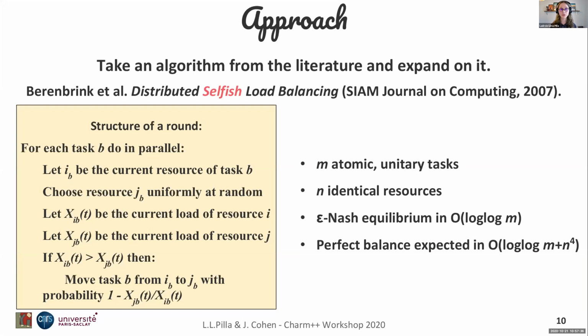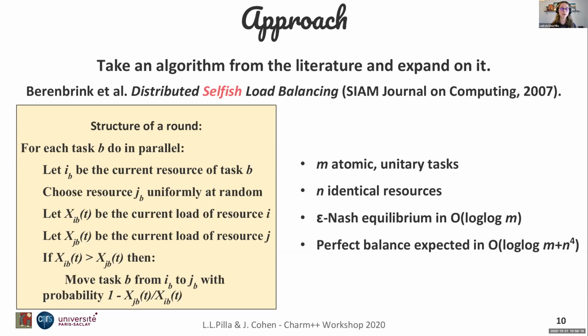The algorithm follows a structure of rounds. We have M unitary tasks and N identical resources, and the tasks are spread throughout the resources. In a round, we take all tasks in parallel, and for each task, we check the load of its current resource and the load of another resource at random. If this new resource has a lower load than the current one, we try to migrate the task with a certain probability, and the probability is related to the ratio between the loads of these two resources.